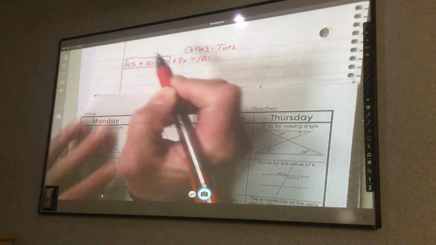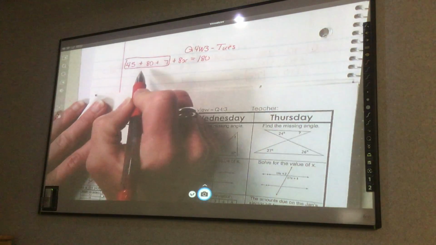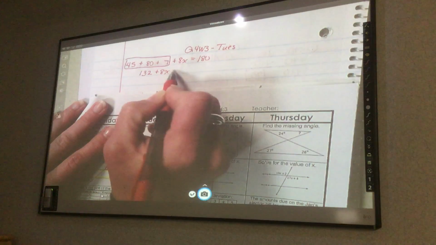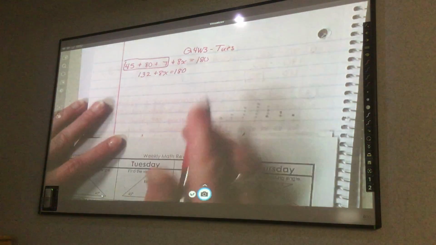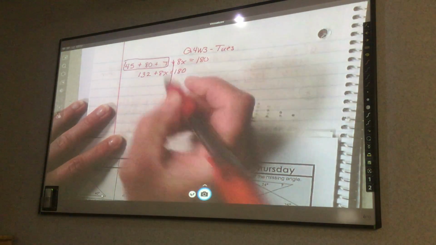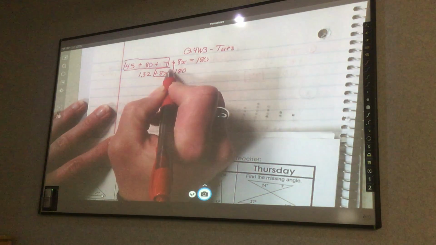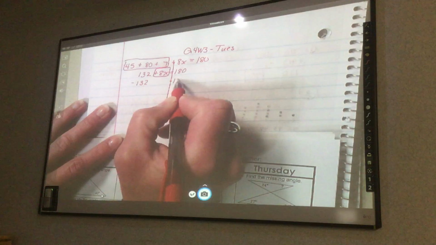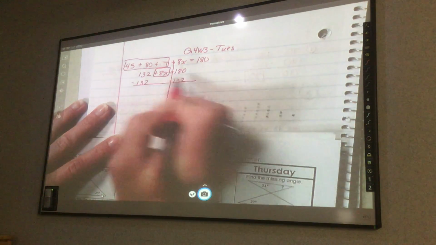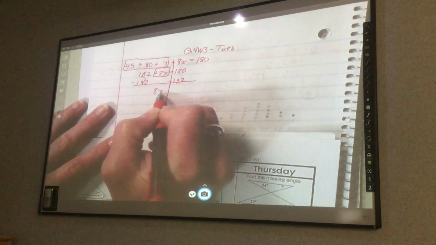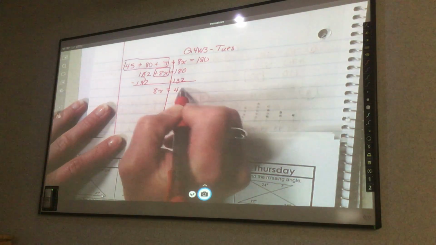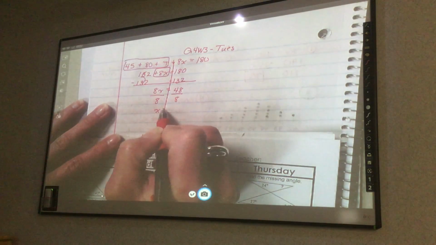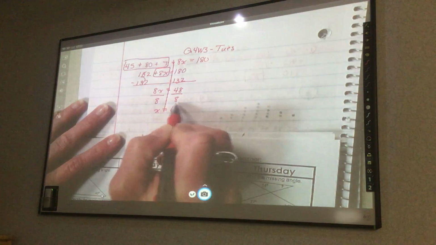So 45 plus 80 plus 7 is 132. So I have 132 plus 8x equals 180. Draw my line. Box up my 8x. Subtract 132 from both sides because you're adding the additive inverse. These cancel each other out, so I have 8x equals 48. Then divide by 8 on both sides to get x alone, and my answer is 6.